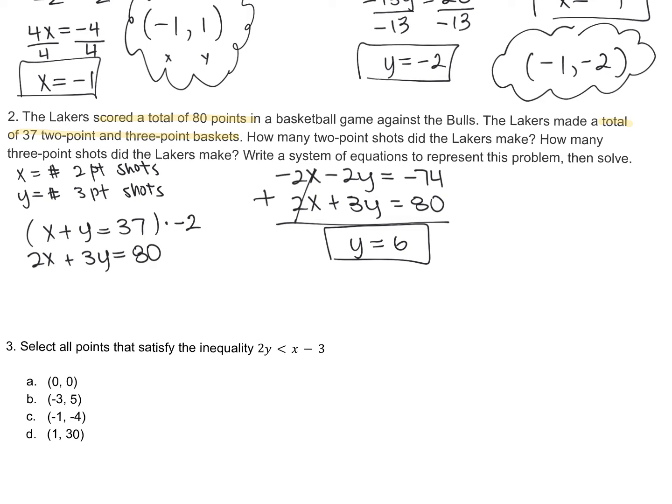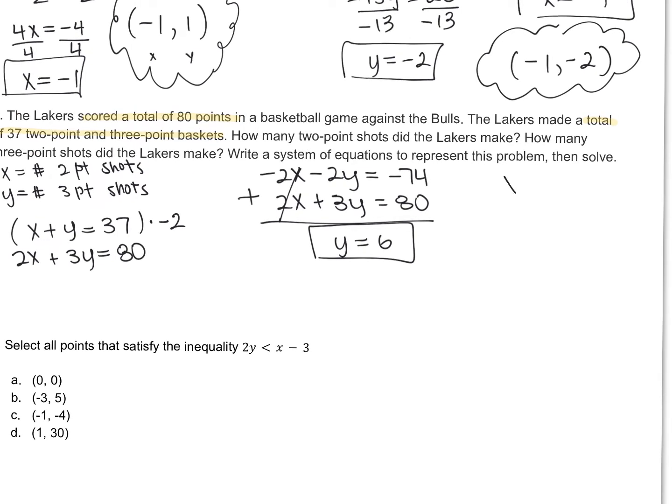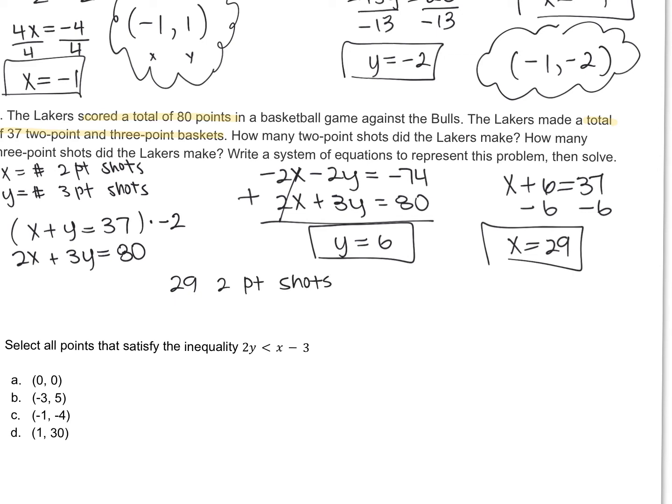All right, and then to solve for x, I'm just going to use the fact that x plus y has to equal 37. So x plus 6 is 37. Subtract 6, and x equals 29. Now, the only reason I would have to write a sentence here is if I didn't define my variables. So because I already defined what x and y are, I can just leave it as y equals 6, x equals 29. I can also write out that they made 29 2-point shots and 6 3-point shots, or baskets. Either one works.